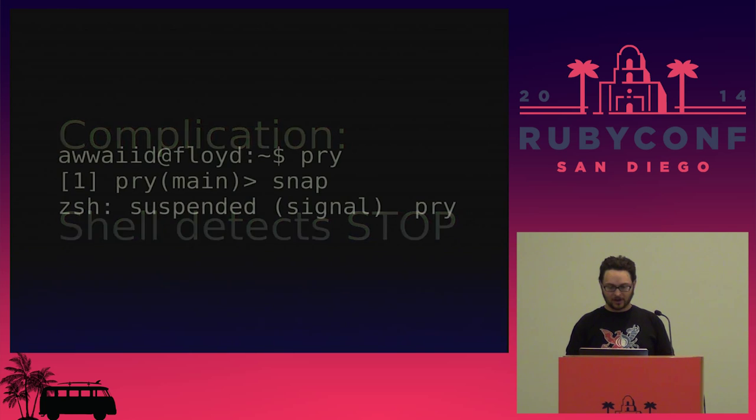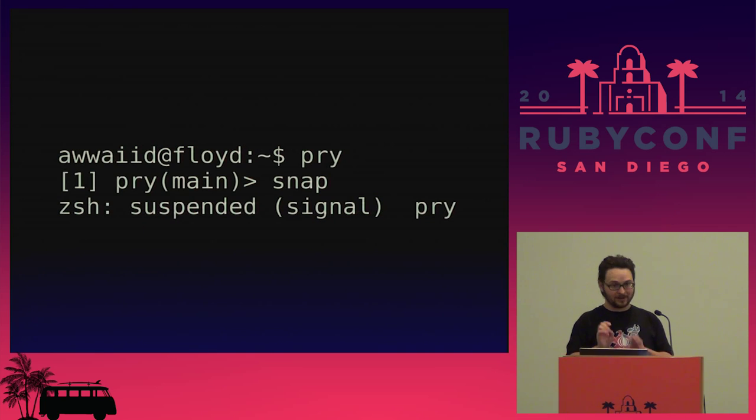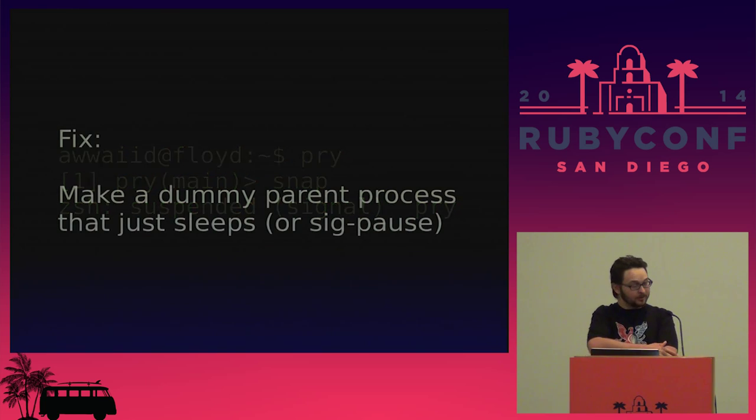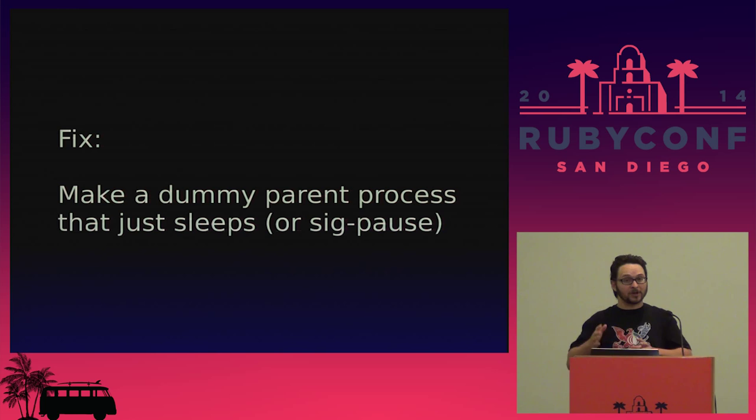Unfortunately, the first time I set this all up and I'm like, ah, take a snapshot, I got Zsh suspended signal Pry. And my other process was still running, but my shell didn't care. And whenever I would type math, sometimes it would go to my shell, and sometimes it would go to my Ruby, and it was very confusing. So the trick for this is at the very beginning, whenever you first snapshot, you just make a dummy parent process that just sleeps. It just doesn't do anything.